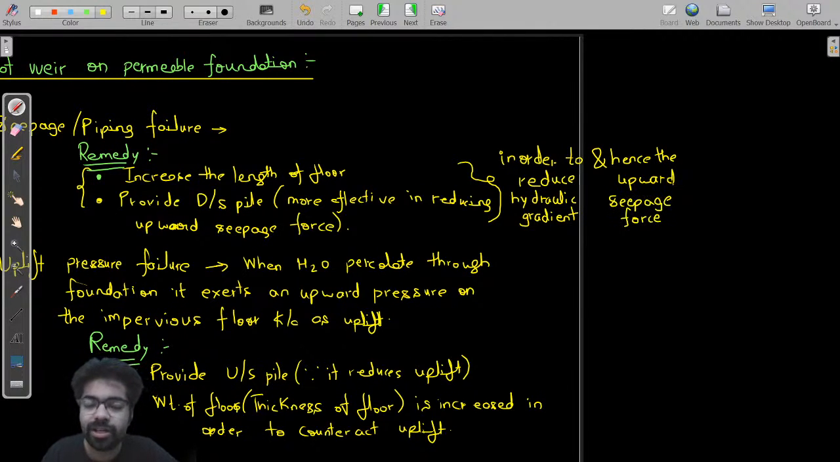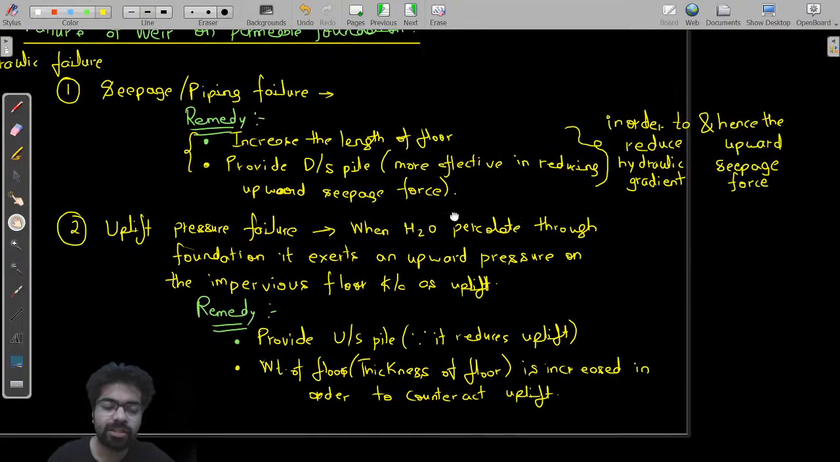And in soil mechanics, you will calculate the formula of seepage force. I think you all must have studied it also, I guess. Everything is there in the effective stress chapter. Okay, then uplift pressure.